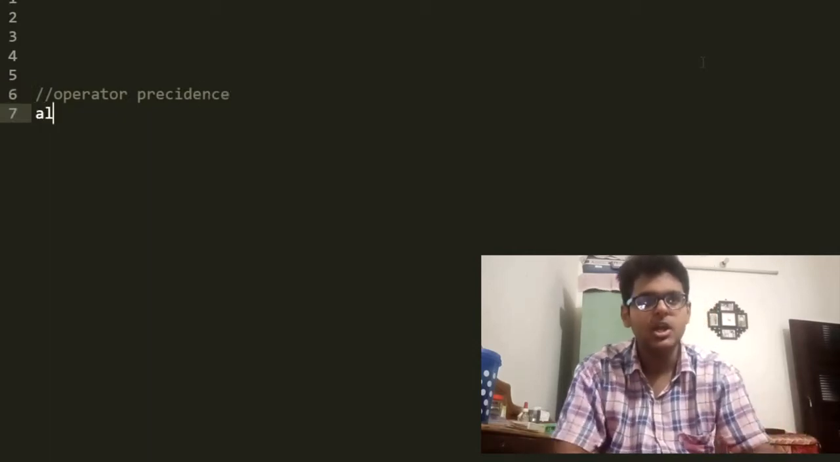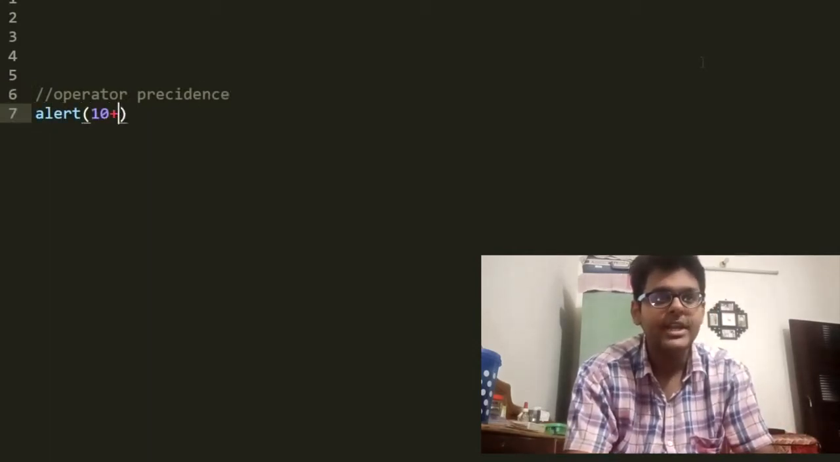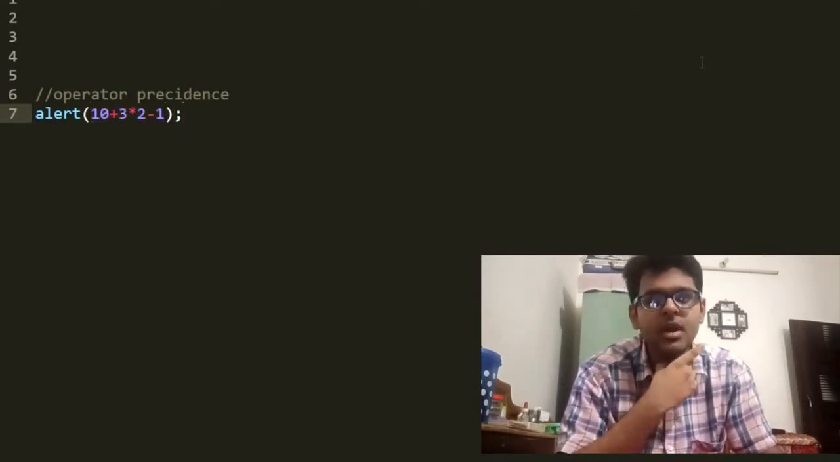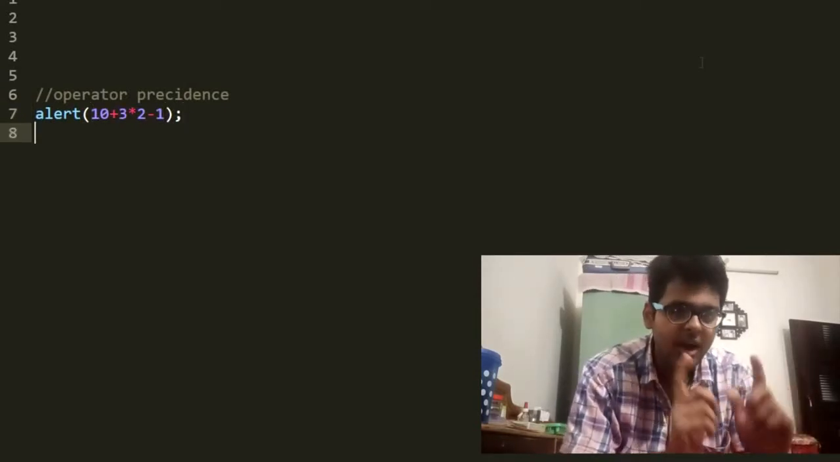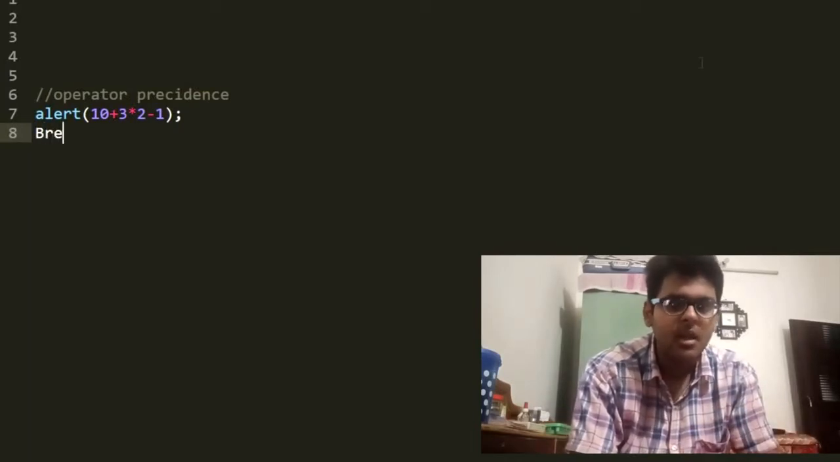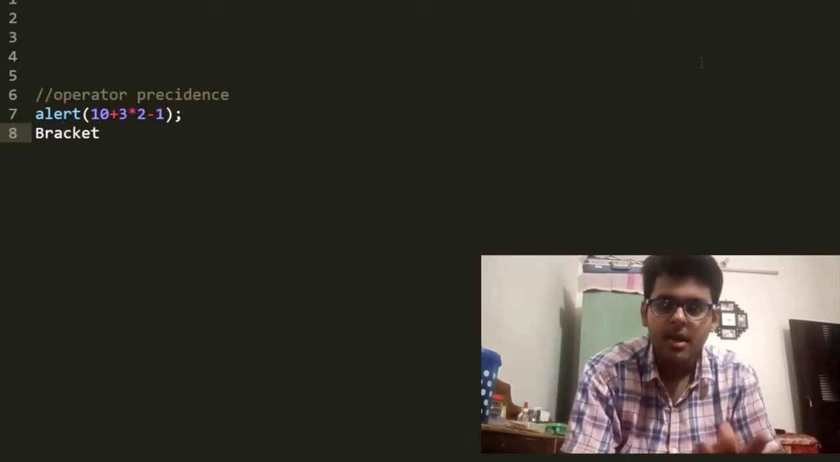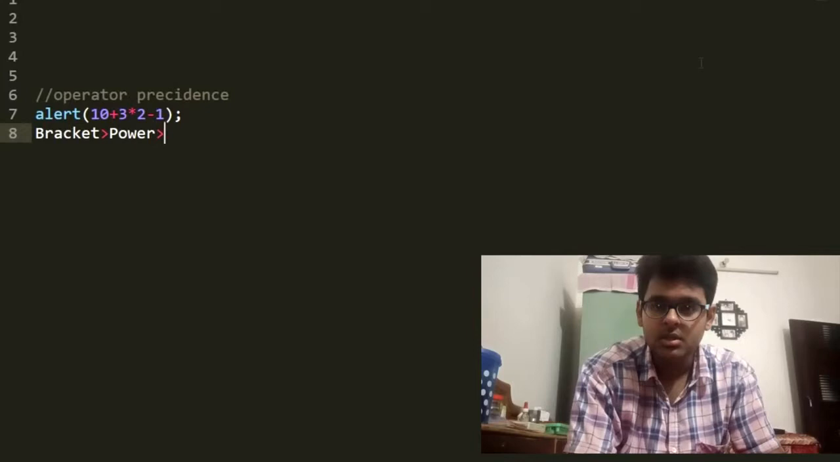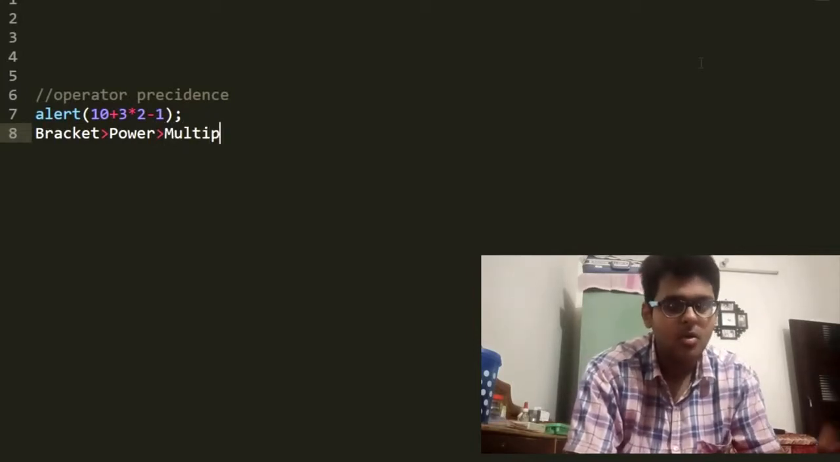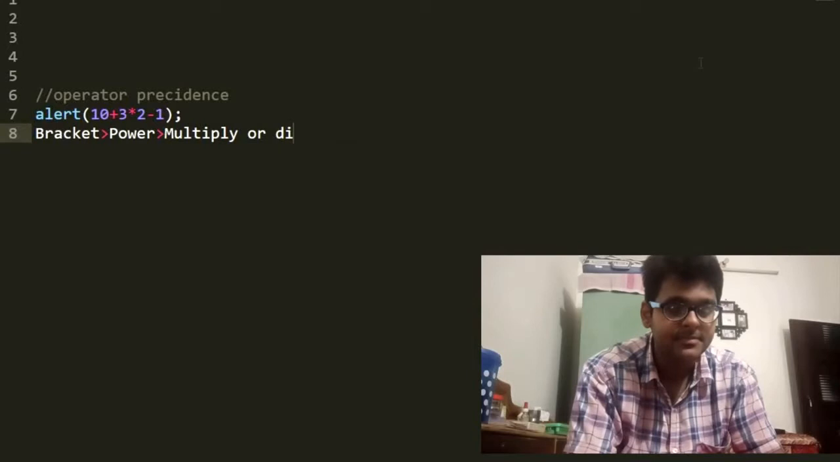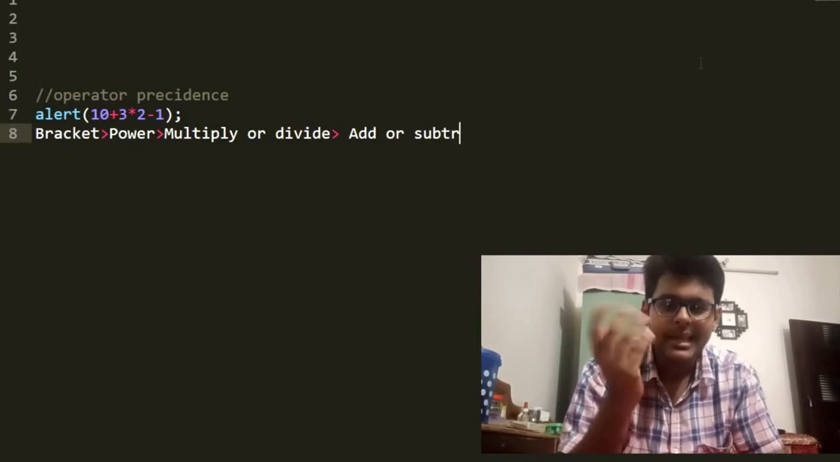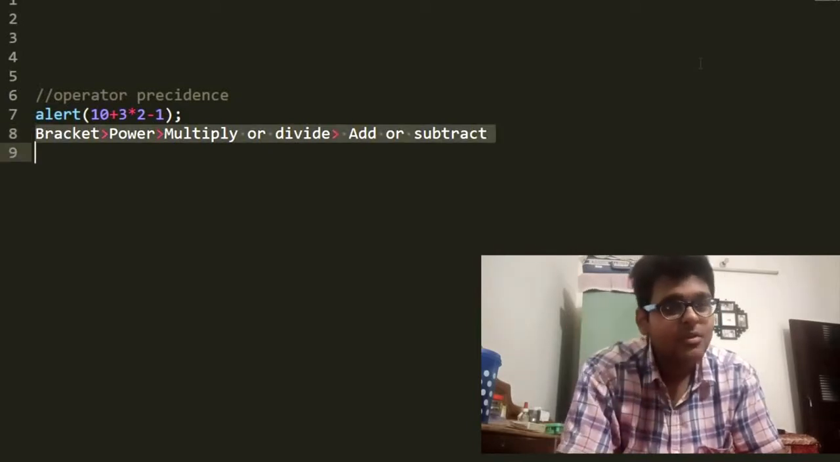Like if we have an example in which alert and 10 plus 3 times 2 minus 1, like this complex equation. So how can you solve this equation? For this equation we have a method. We have to follow a rule in which we give brackets more precedence, then multiply or divide, and then add or subtract. So we have to follow this notation.